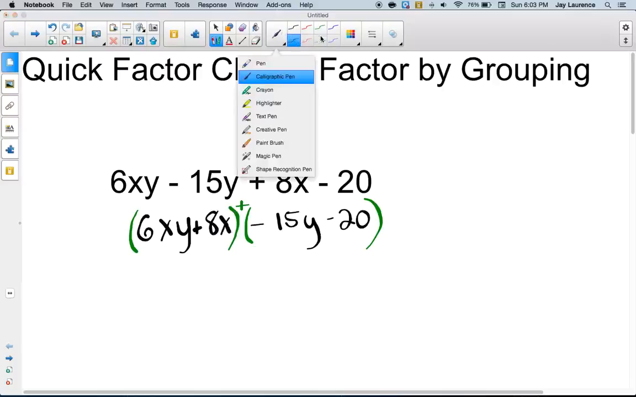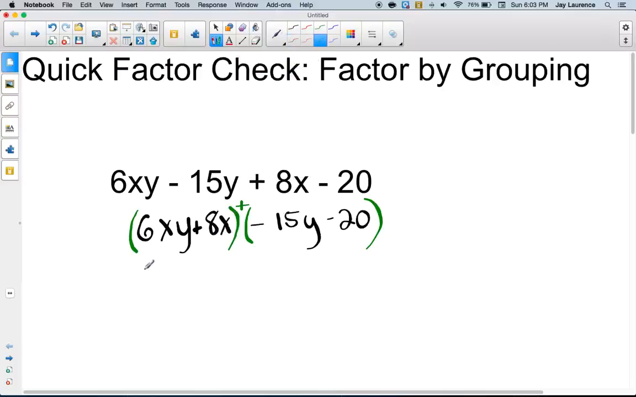Okay. So I'm going to factor out a 2x from this quantity here. And that'll leave me a 3y plus a 4. And that looks familiar, doesn't it? Now here, you might be thinking the GCF is 5. And I don't necessarily disagree with that. But you notice how they're both negative?